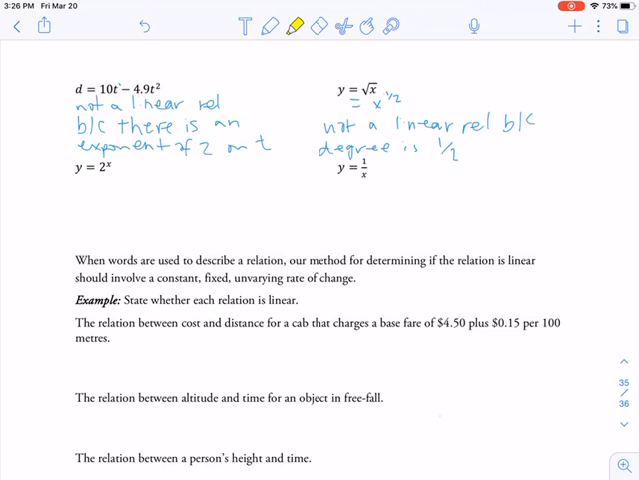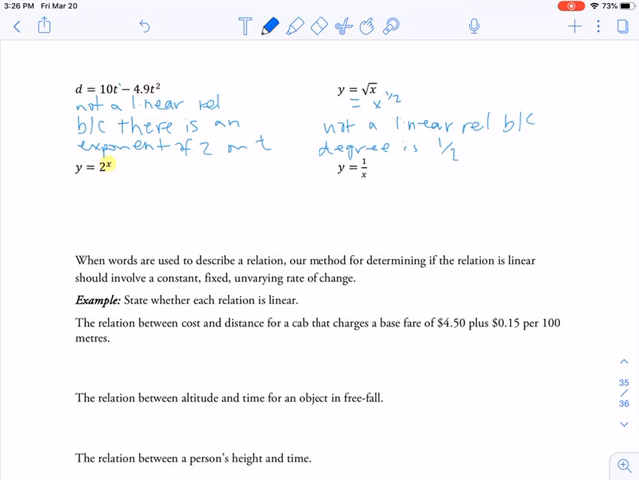Now, what you might notice is that the exponent, which is the thing that we're trying to look at, is actually a variable this time. In all the other examples so far, we've seen numbers as our exponents. Even if it was a fraction, it was still a number. But in this case, we're seeing a variable as the exponent.